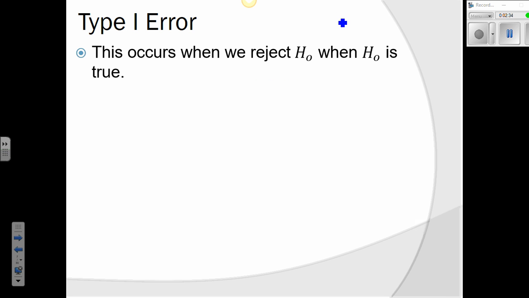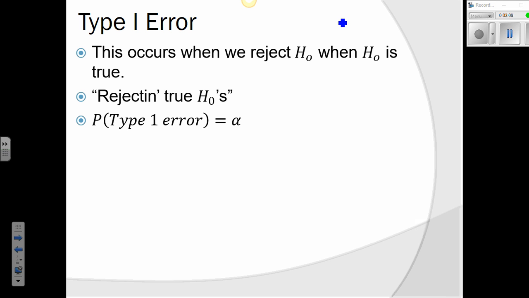Type 1 error. This is when you reject H0 when H0 is true. So this is when you reject H0, but you shouldn't have rejected it. So when we're talking about type 1 error, it's rejecting H0 when H0 is true. I like to refer to this as rejecting true H0s. That's just my slang way of saying rejecting true H0s.